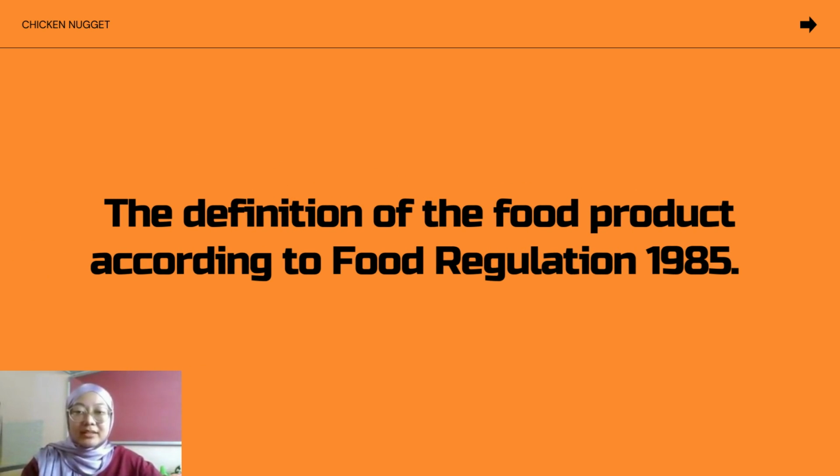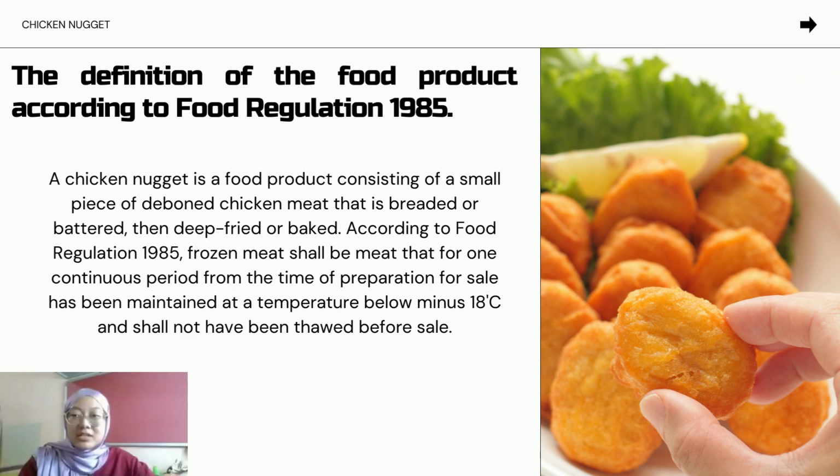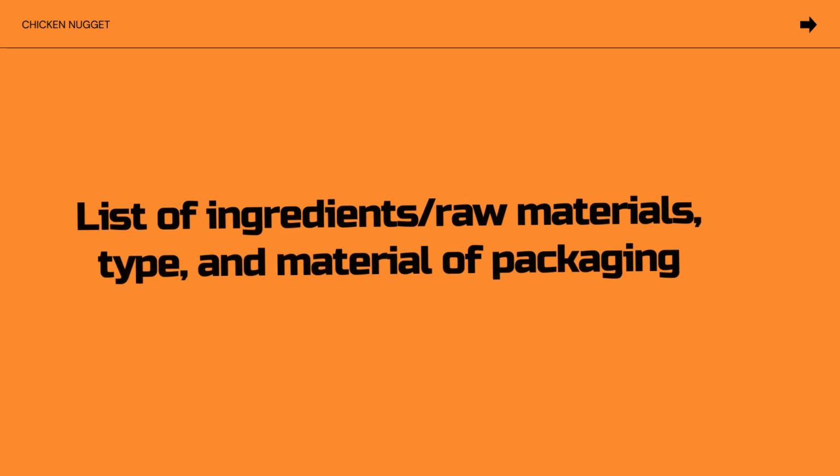I will be explaining the definition of the food product according to Food Regulation 1985. A chicken nugget is a food product consisting of a small piece of deboned chicken meat that is breaded and then deep fried or baked. According to Food Regulation 1985, frozen meat shall be maintained for one continuous period, from the time of preparation for sale, at a temperature below negative 18 Celsius and shall not have been thawed before the sale.